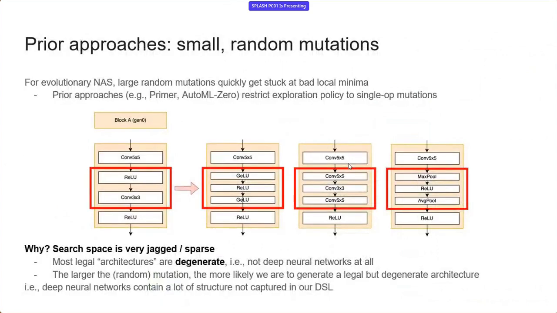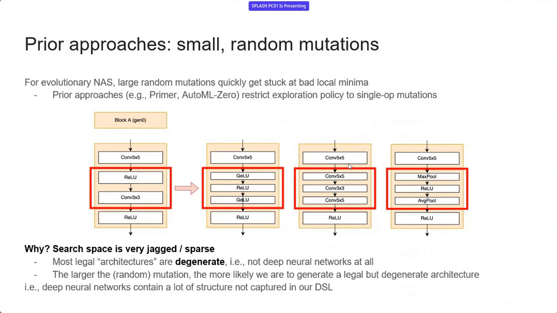The thing is, and this is actually what the prior approaches do, but specifically in neural architecture search, there's a huge problem here, which is that if you want to mutate randomly, you're stuck doing these very small mutations, which means very slow exploration. And the reason is that this random exploration policy, as you select bigger and bigger subgraphs for mutation, gets stuck in this bad local minima.